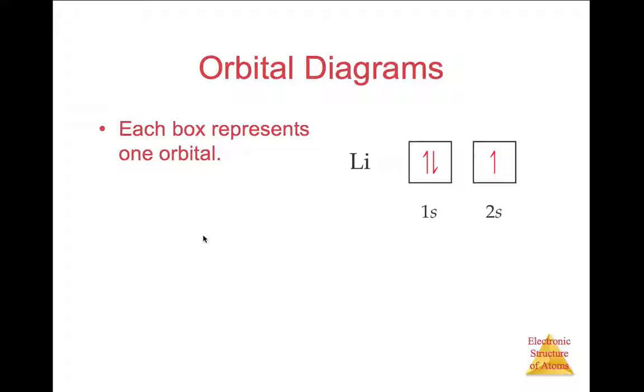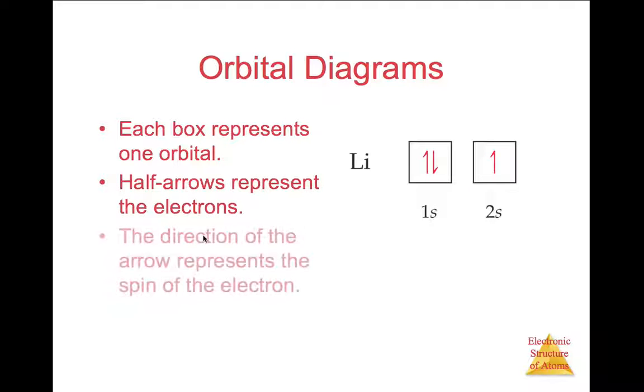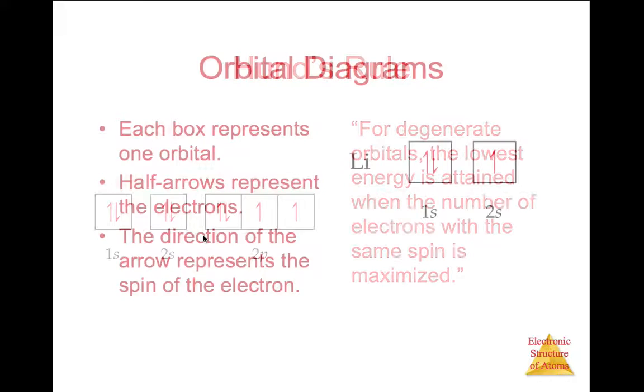Orbital diagrams have a box associated with each representing one orbital. Half arrows represent the electrons, and the direction of the arrow represents the spin of the electron. Typically, up arrow represents positive 1/2 spin, down arrow represents negative 1/2 spin, but it doesn't necessarily have to be that way.